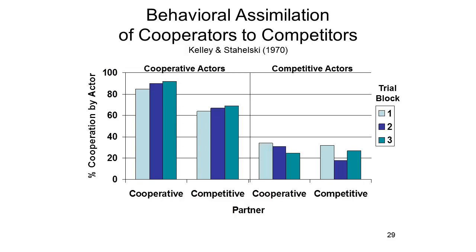And finally, competitive actors paired with competitive partners seemed to get involved in a vicious cycle of competition. It took quite a while for cooperation to evolve when these two were paired together, if it ever did. Kelly and Stahelski referred to this effect as the behavioral assimilation of cooperators to competitors. In other words, the competitors, by their competitive behavior, created an environment that elicited competitive behavior even from cooperators. The behavior changed the environment.